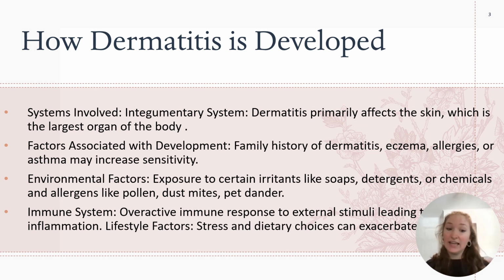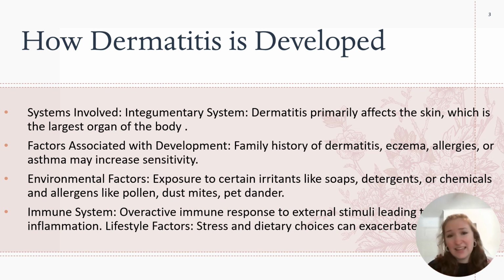So before I get into that, the system that is involved is the integumentary system, because the skin is the largest organ in the whole body. So that is why it's a part of that system. And factors associated with the development of dermatitis would be health and family history. If you have family with it, then you're more likely to get it than people who don't have family who has dermatitis, and maybe eczema, allergies, or maybe even asthma.